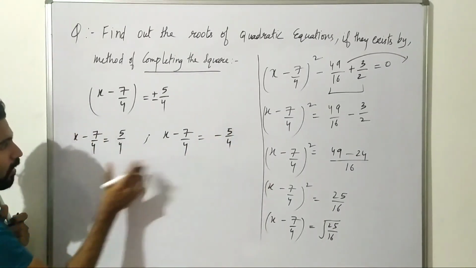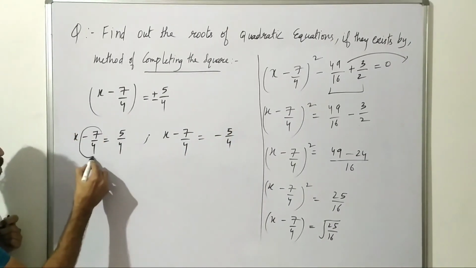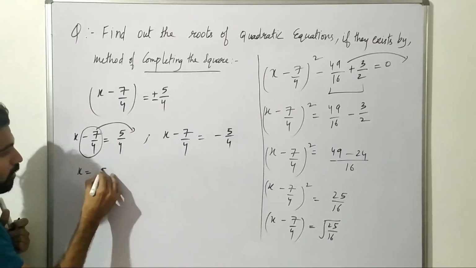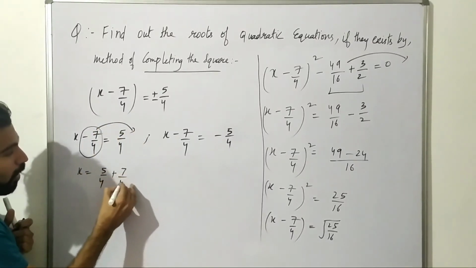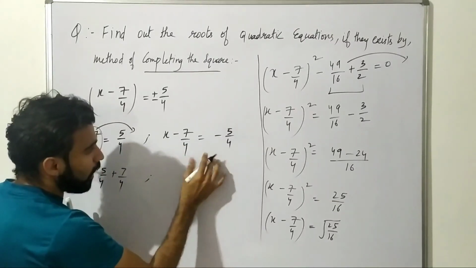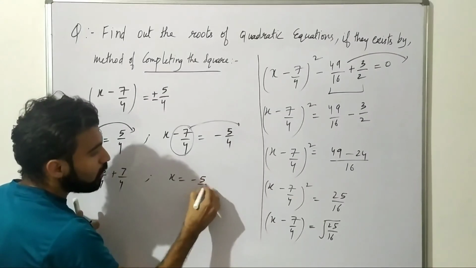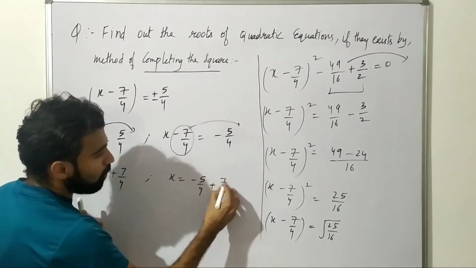Now solving these, you can see if I just transfer this minus 7 by 4, that will be plus 7 by 4 on the right hand side. Doing the same thing here, if I just transfer this, that will be x equal to minus 5 by 4 plus 7 by 4.